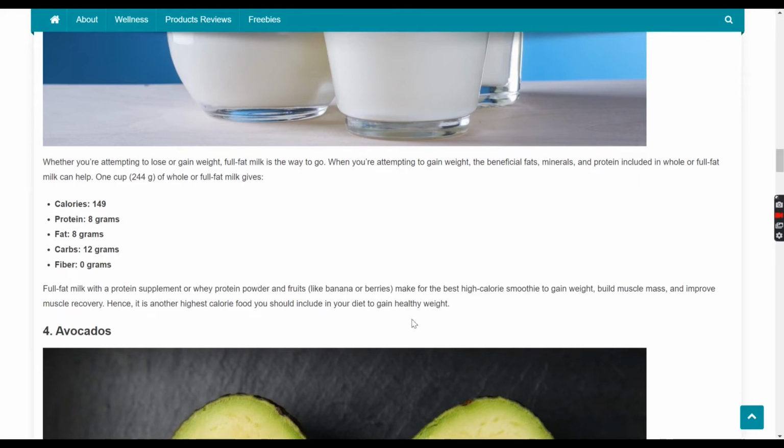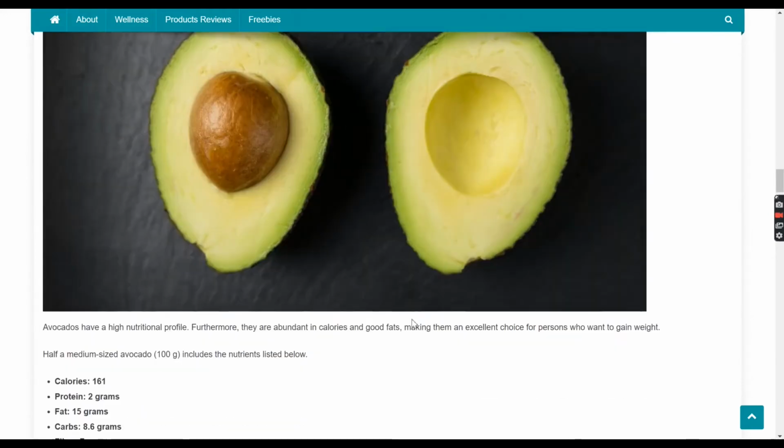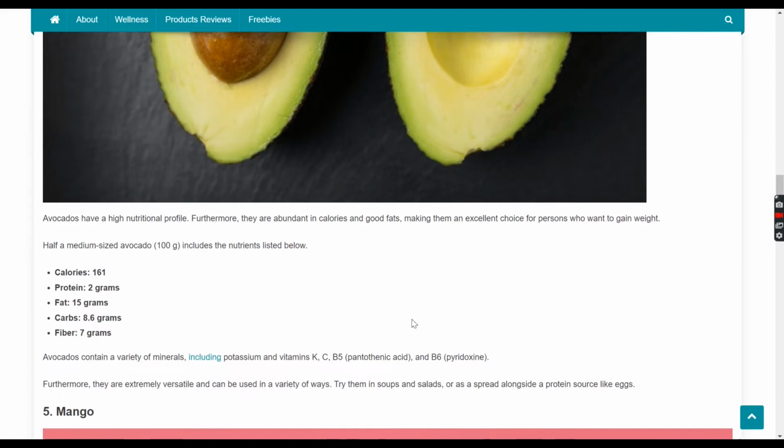Full-fat milk with a protein supplement or whey protein powder and fruits make for the best high-calorie smoothie to gain weight, build muscle mass, and improve muscle recovery. Hence, it is another highest-calorie food you should include in your diet to gain healthy weight.